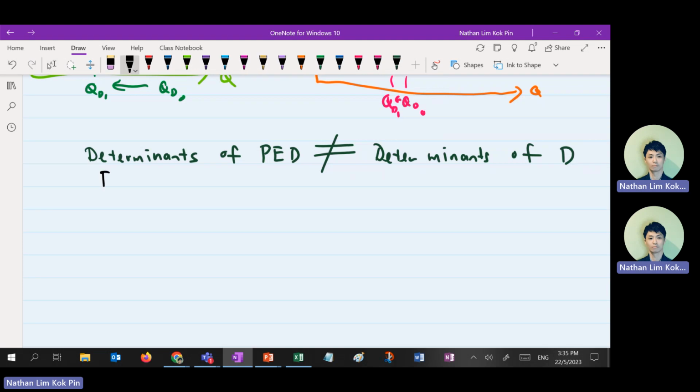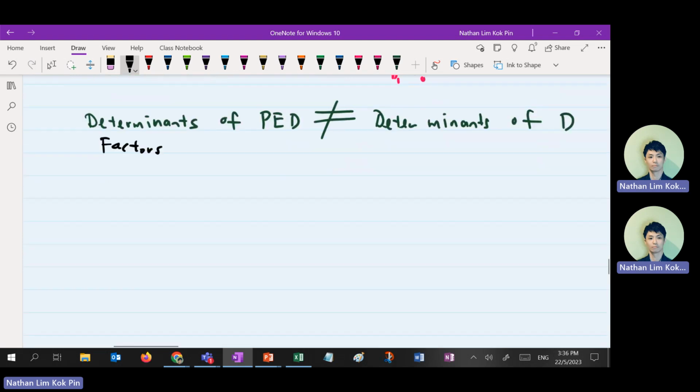Determinants, for those who don't know, are factors. Factors of PED are different from factors of demand. Don't mix them up. Even using the same word is not allowed. Don't use the same word. Then you will ensure you have a higher level of success.